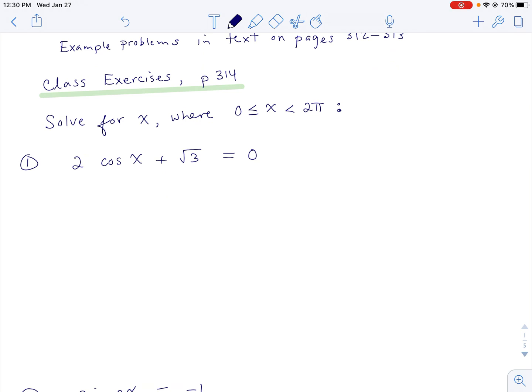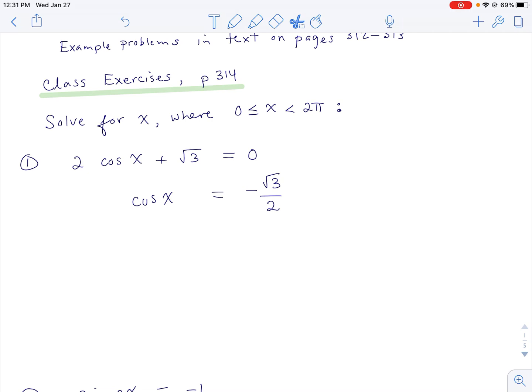Problem number 1 is 2 cosine x plus root 3 equals 0. And to be honest, we kind of do as much algebra as we can. So, to get cosine x by itself, you would move root 3 to the right side of the equation. It would become a negative root 3. And now you have 2 cosine x equals negative root 3. And I would divide by 2. And lo and behold, on the left side, you get cosine of x. And on the right side, you get negative root 3 over 2.